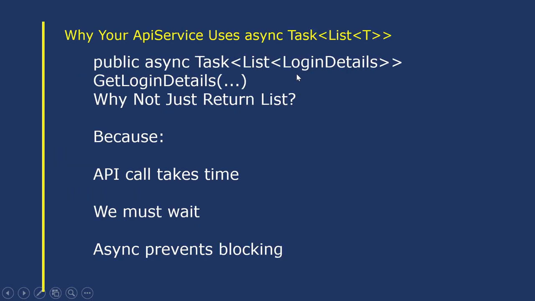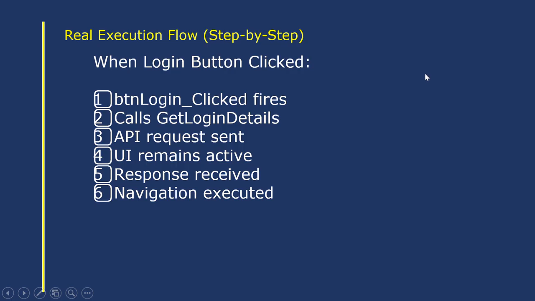When the login button is clicked, the app sends a request to the server. While waiting, the UI remains responsive. Once the server responds, the app processes the result and navigates to the next page. If we remove await, the method may continue executing before the API response is received. This can cause null values, crashes, or incorrect navigation.